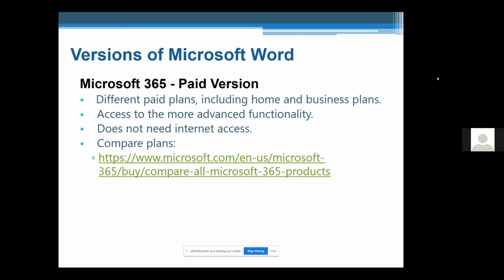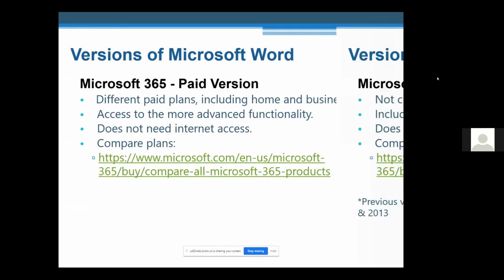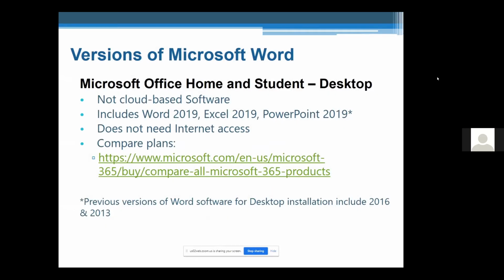I'll show you the website to compare these plans in just a moment. Then you might also have the current version of Word that you can install onto a desktop computer or PC or another device, which would be Microsoft Office Home and Student. That is a bundle that includes Word 2019, Excel 2019, and PowerPoint 2019. There are previous versions that you may have too, like 2016 or 2013 or even older versions. Today we're going to work with 2016, because that is what we have installed on our training laptops here at the library.